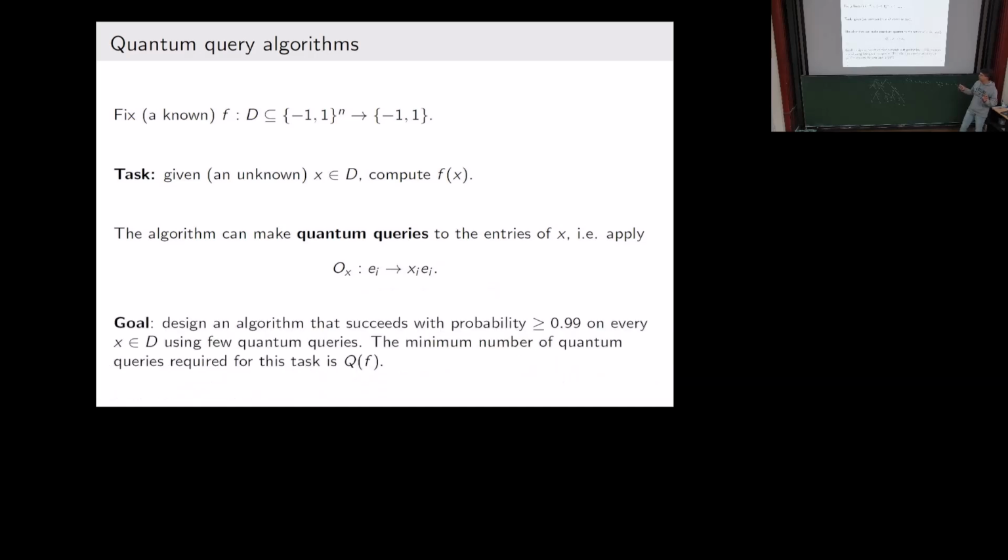And again, the goal is to design an algorithm that with 99% probability computes the function, and the minimum number of queries to perform this task is QF. So it's the quantum query complexity. Is this clear, or maybe not clear, but maybe you already have a feeling of what is going on? Okay, I guess so.